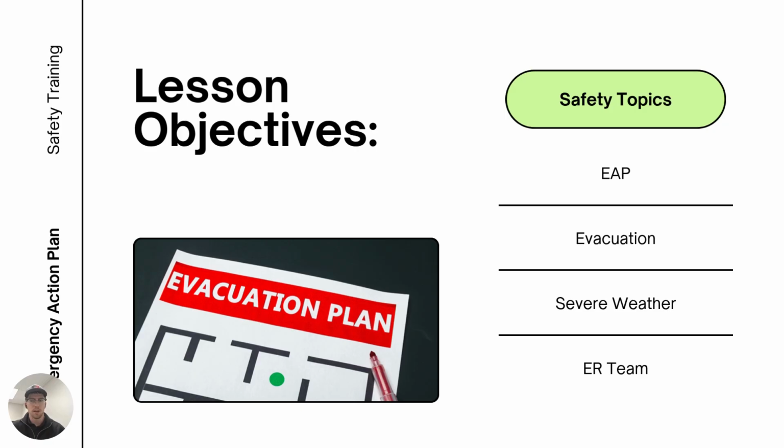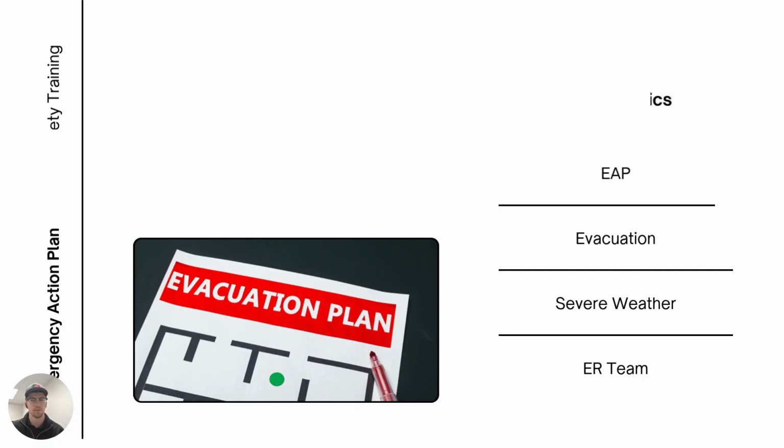So today we're diving into the emergency action plan, aka what to do when things do not go according to plan. And what we'll cover is the EAP, what it actually is, how to respond during evacuations or severe weather situations, and also who your emergency response team or ER team is. By the end, you'll know where to go, who to follow, and how not to be the person asking, wait, is this a drill?